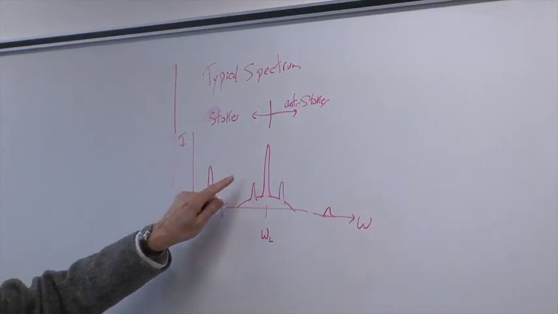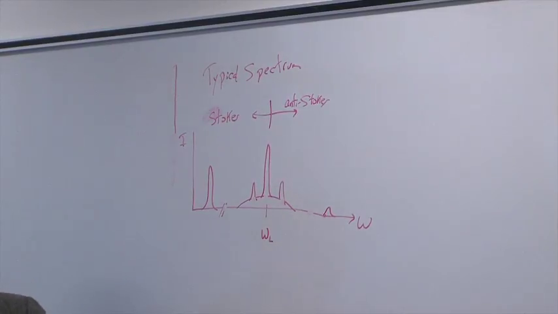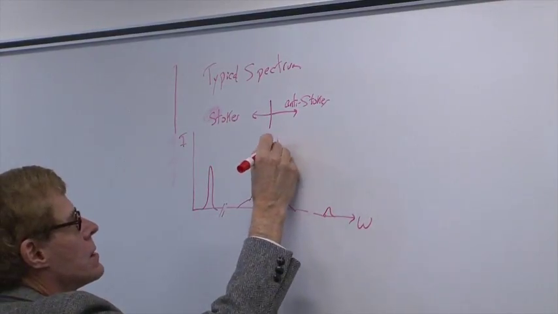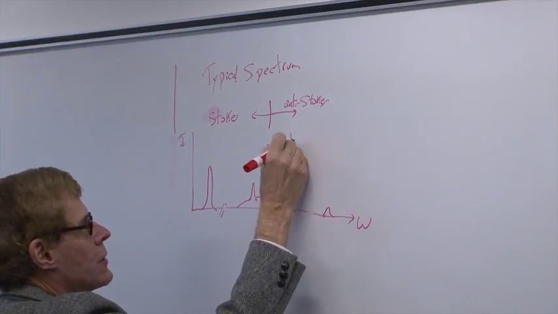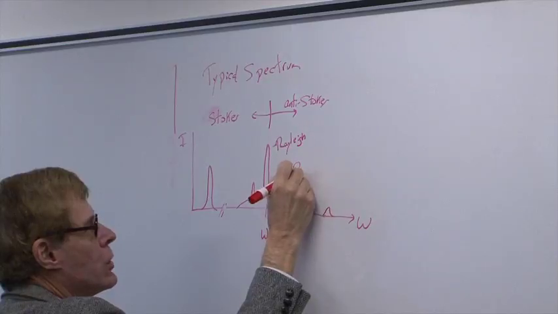Now, each of these spectral features has a different name. This is called Rayleigh scattering. This is called Brillouin.